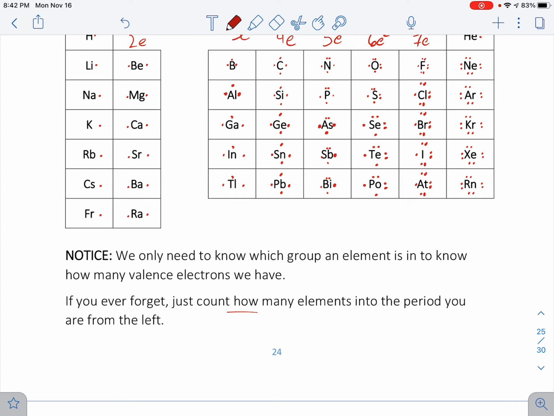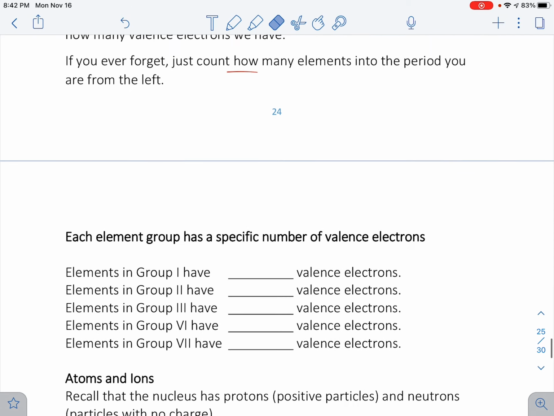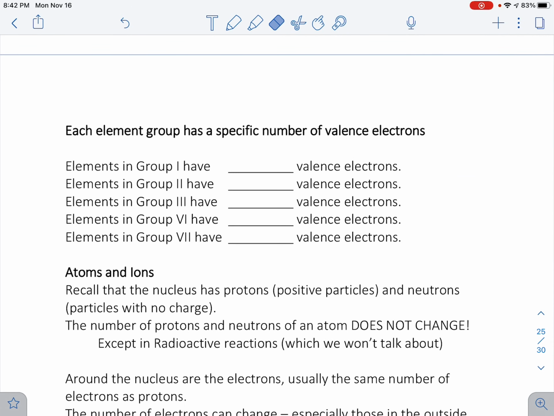If you are ever wondering, oh, I forgot how many are in sulfur, then as long as you remember what the main group is, you can go 1, 2, 3, 4, 5, 6. And you'll say, hey, sulfur is 6 to the right. It must have 6 electrons. Don't want to make that confusing now. Okay. So each element group has a specific number of valence electrons. Group 1, or group I, has 1 valence electron. Group 2 has 2 valence electrons. Group 3 of the main group has 3 electrons. Group 6 has 6 valence electrons, and group 7 has 7 valence electrons.